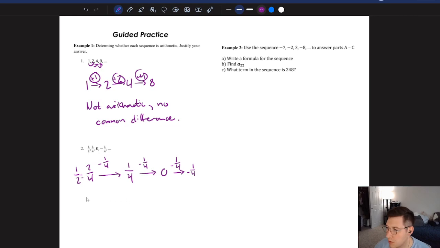And so we would say, well, yeah, take a look. We're subtracting 1/4 every time. That means that I do have a constant rate of change here. And so, yes, there is a common difference.